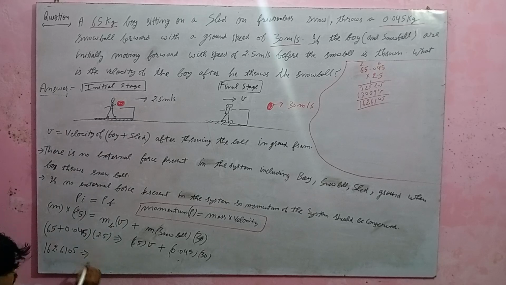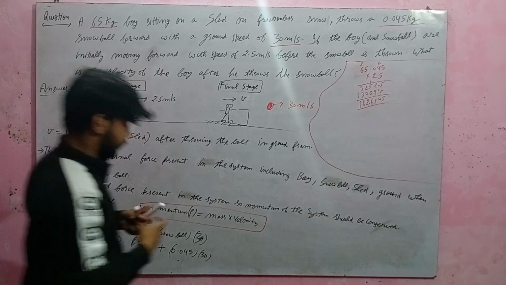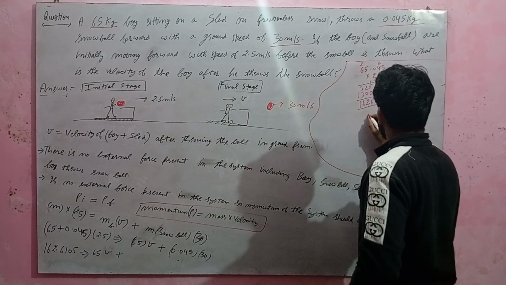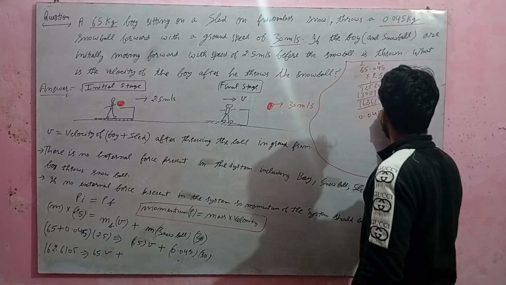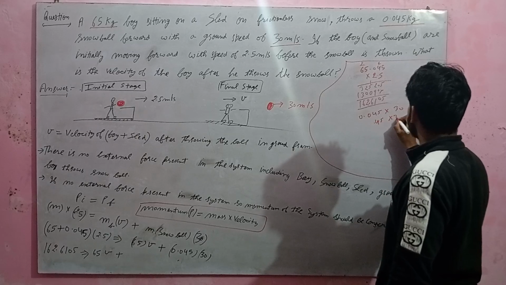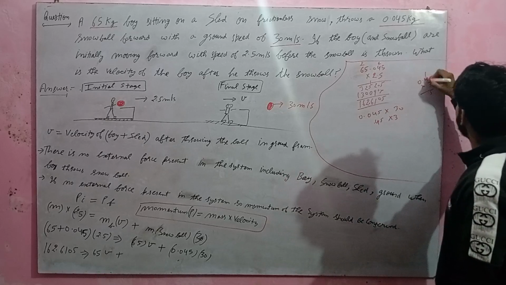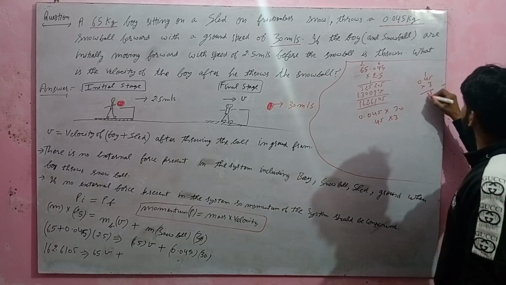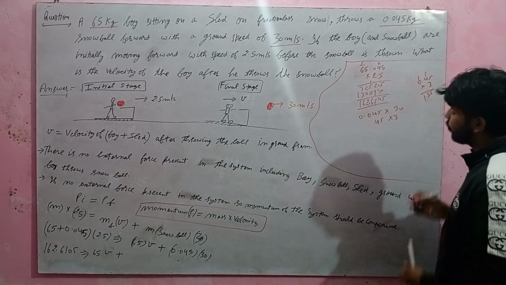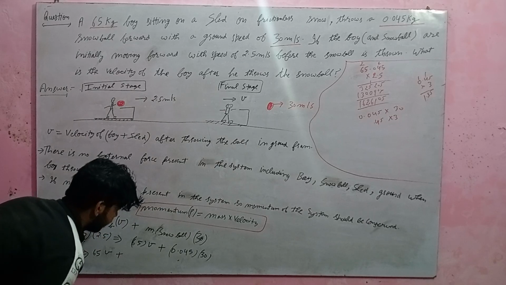And after this is 65v, plus, after calculating, 0.045 multiplied by 30. This is nothing but 0.045 multiplied by 3, which comes out to 1.35.